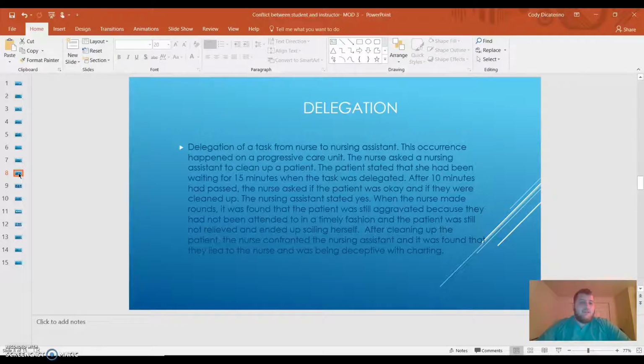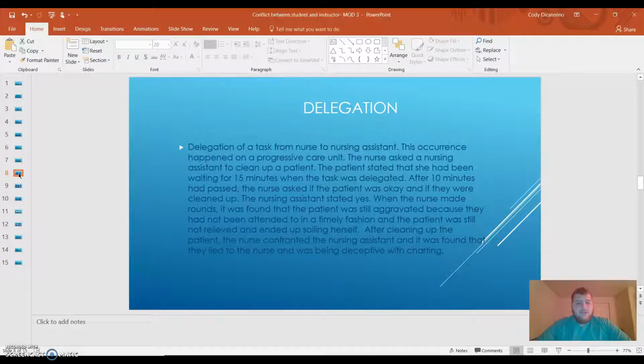The nurse asked a nursing assistant to clean up a patient. The patient stated that she had been waiting for 15 minutes when the task was delegated. After 10 minutes had passed, the nurse asked if the patient was okay and if they were cleaned up. The nursing assistant stated yes. When the nurse made rounds, it was found that the patient was still aggravated because they had not been attended to in a timely fashion, and the patient still had not been relieved and ended up soiling themselves in bed. Mind you, this patient was bedbound.